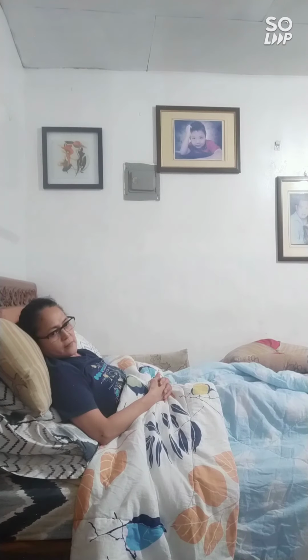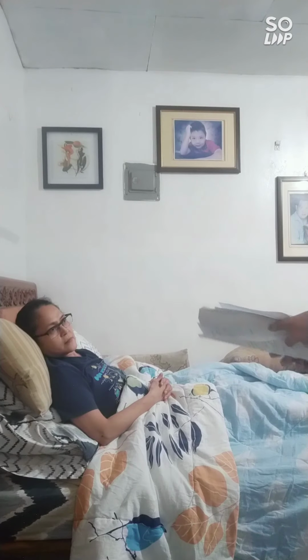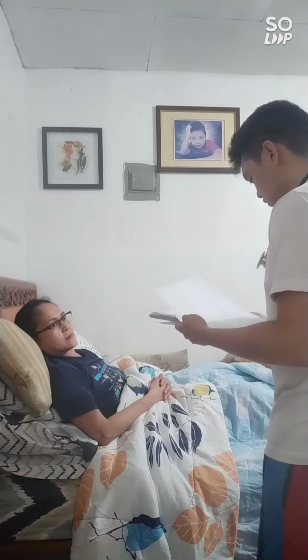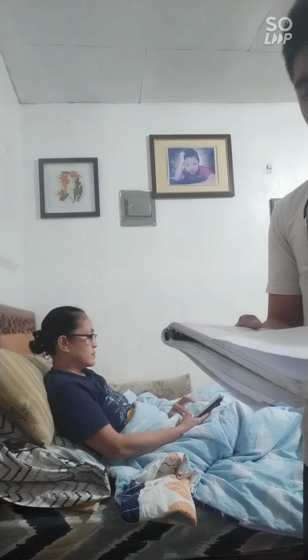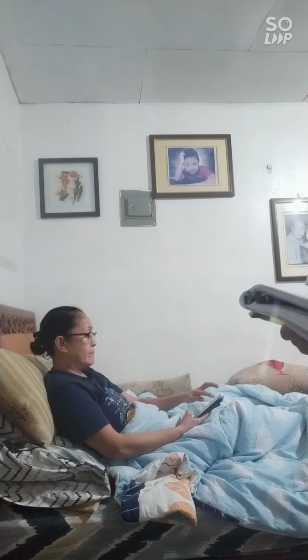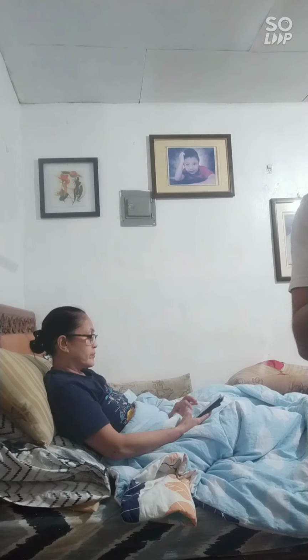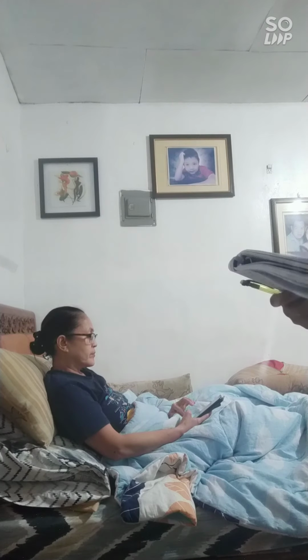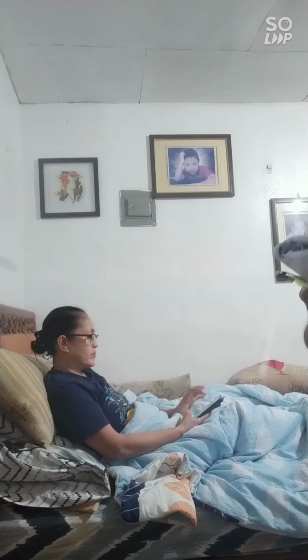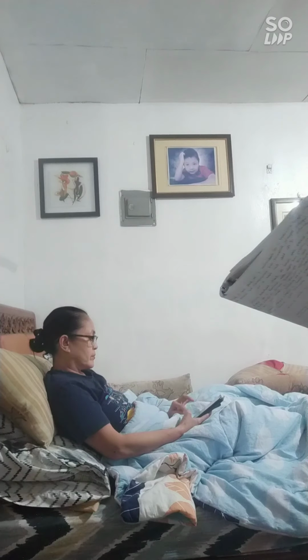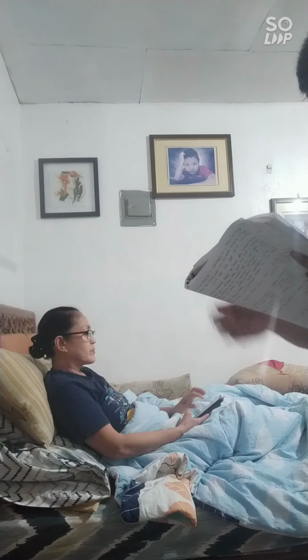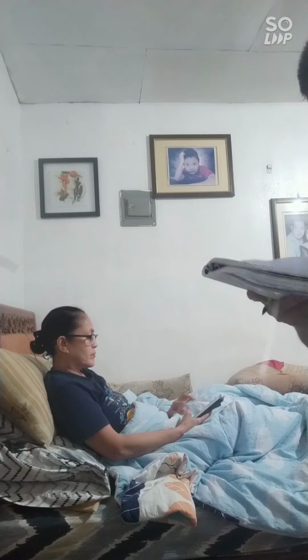Your respiration is 40, ma'am. Temperature is 37.6 degrees Celsius. The next step is calculate the body ideal weight, body mass index, waist-to-hip ratio, and mid-arm muscle area circumference. 36. Okay, check.